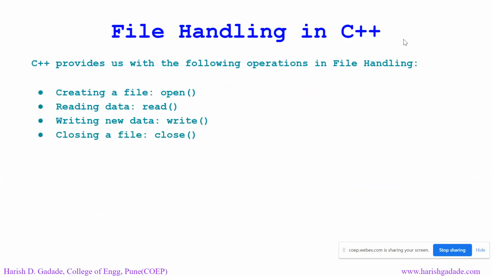And as I said, these are the operations we can perform on the file. The first one is to create a file, so that means we use the open function. Reading data, it means to read. Writing new data, that is write. And closing a file, that is the final operation. Okay.